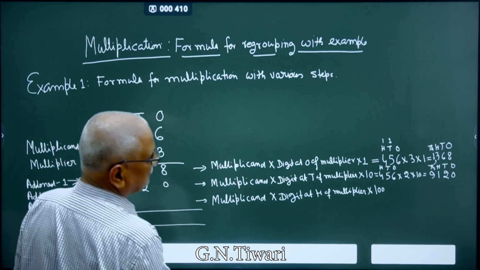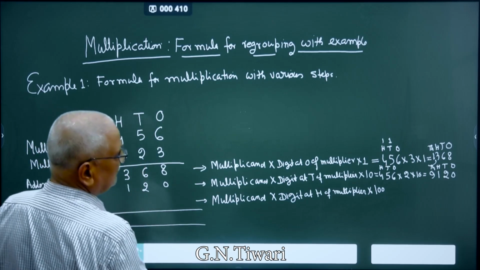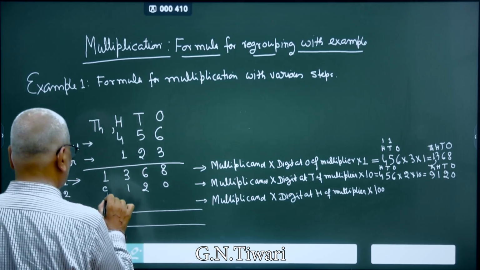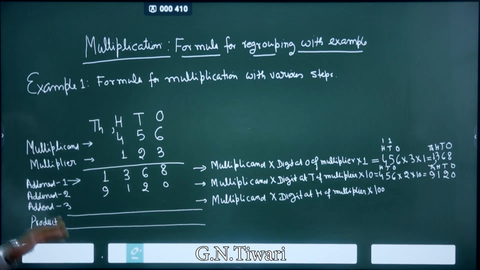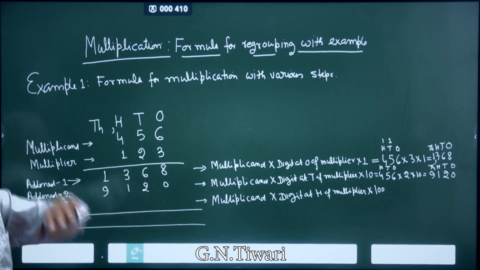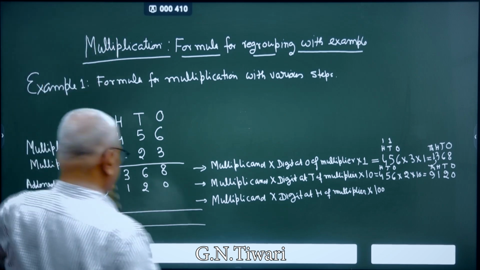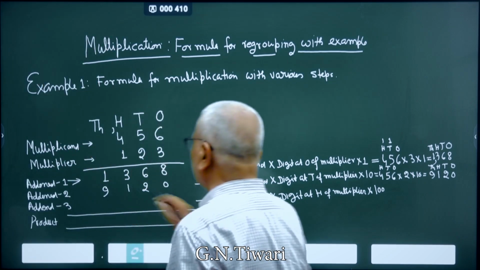2, 1 and 9. In the multiplication, in the addend, we don't put a comma after 3 digits, as I have repeatedly said previously. Now just come to the 3.